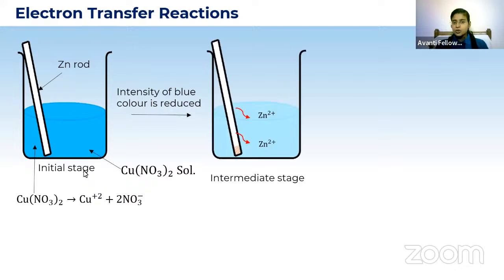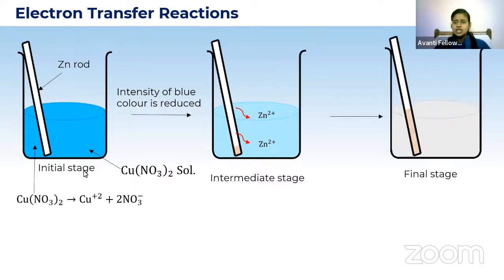That shows that the zinc atoms present in the zinc rod are losing their electrons to the solution, and zinc is getting converted to Zn2+. Because of this transformation from zinc to Zn2+, the color change is happening. So this is the intermediate stage of the experiment. And after some time, in the final stage, the solution becomes completely colorless.